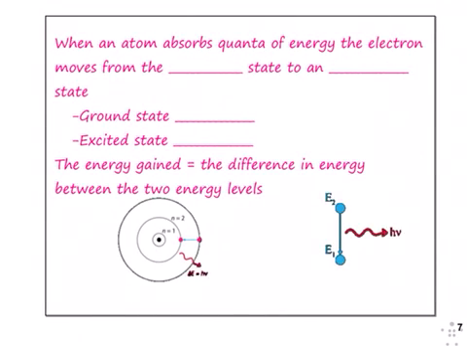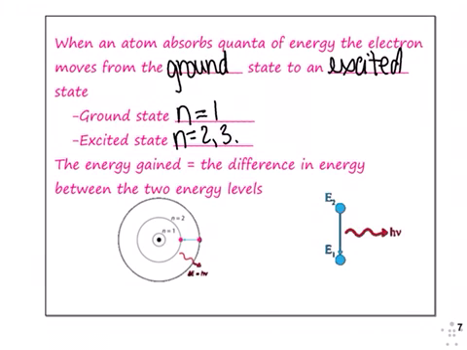When an atom absorbs quanta of energy, the electron moves from the ground state to the excited state, like we've talked about. We refer to the ground state as n equals 1, and an excited state could be n equals 2, 3, 4, depending on which orbit the electron was originally located. And I think we said a slide or two ago, the energy gained equals the difference in the energy between the two energy levels.